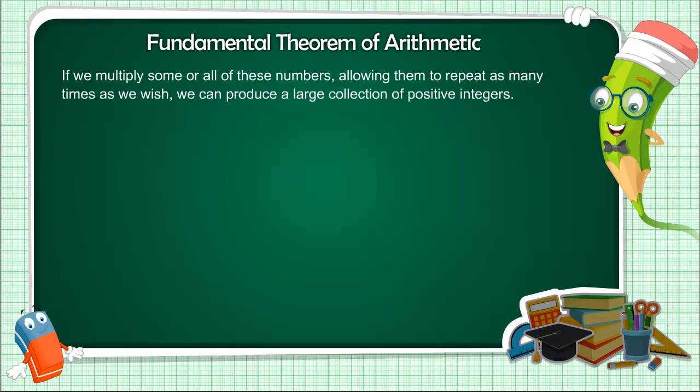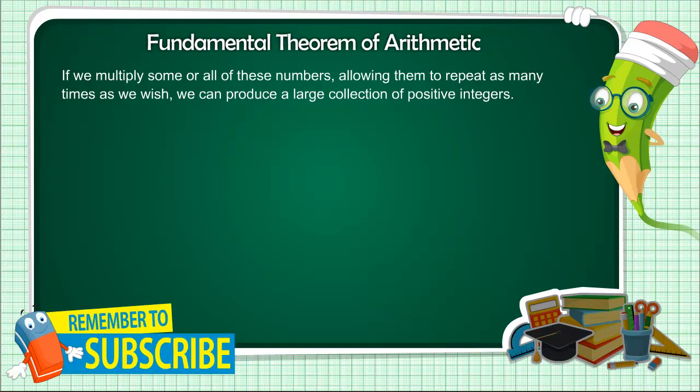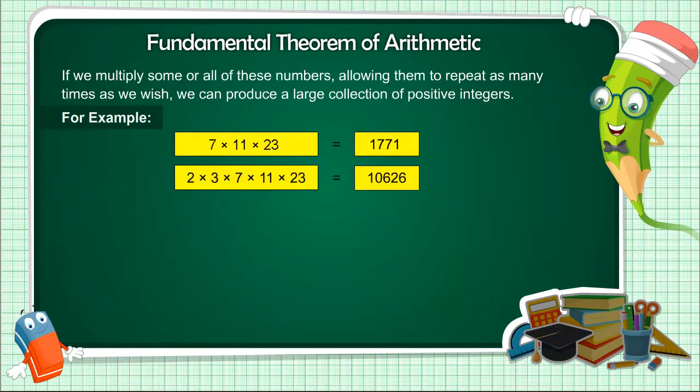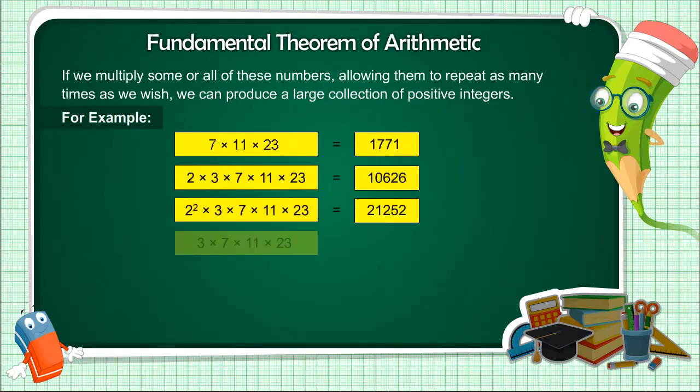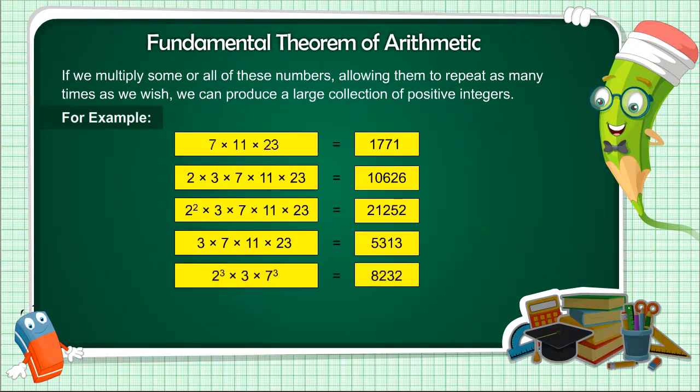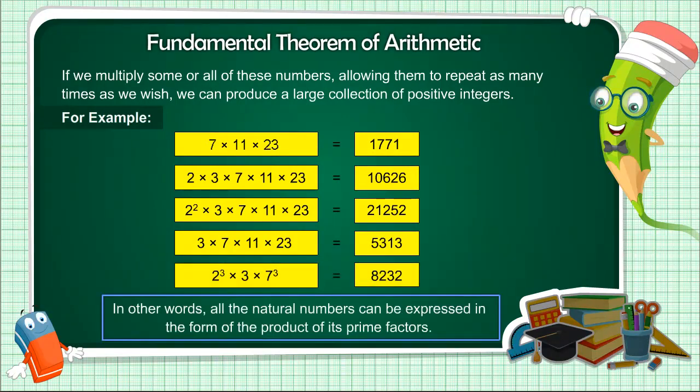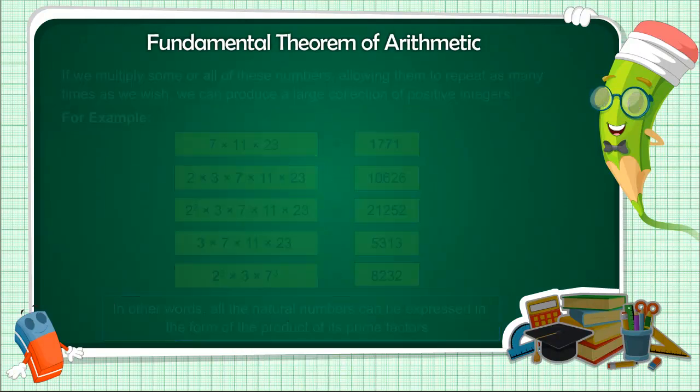If we multiply some or all of these numbers, allowing them to repeat as many times as we wish, we can produce a large collection of positive integers. Here are some examples. In other words, all the natural numbers can be expressed in the form of the product of its prime factors.